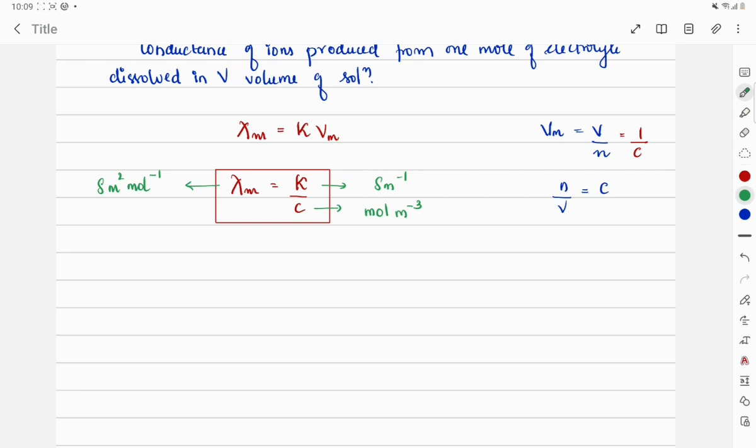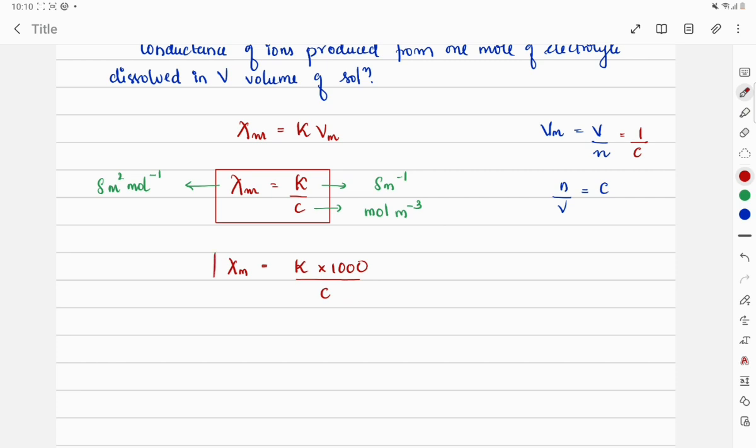we can use instead of doing the entire unit conversion. You can try that and see, but eventually you will reach this equation, that will be lambda m is equal to kappa into 1000 divided by C.